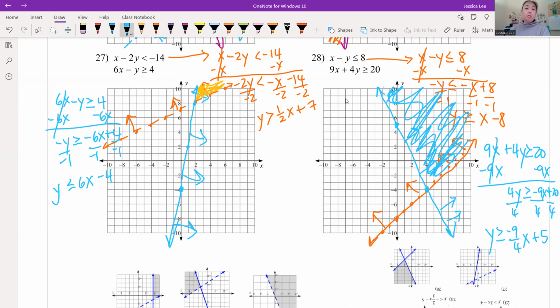So keep on practicing. If you need to print out another one of these or ask for another copy and then just do some more practice, that would be ideal.